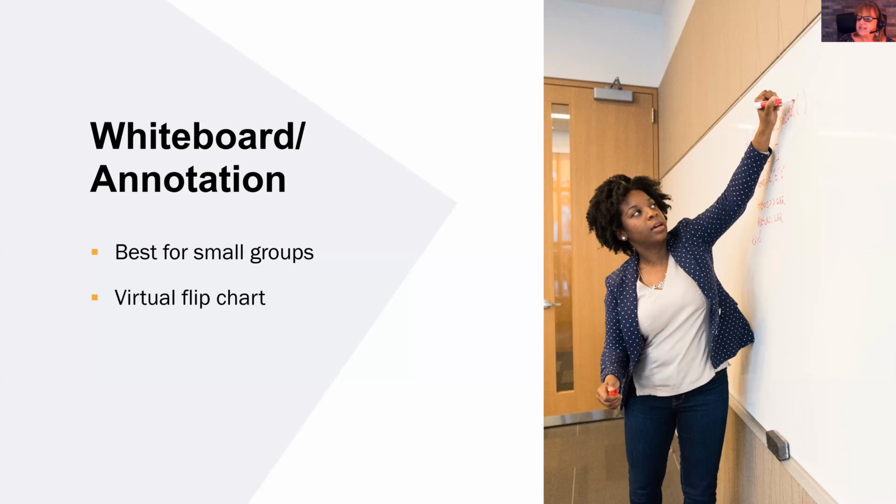In a large group like this, we can't demonstrate it. It's not possible, just as it wouldn't be possible to have 100 people or 322 people writing on the same flip chart, right? But in a small group, it is very useful. And I'm going to show you a few examples of whiteboard activities that you might find useful for your meetings.